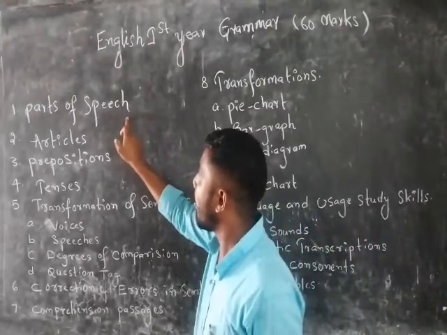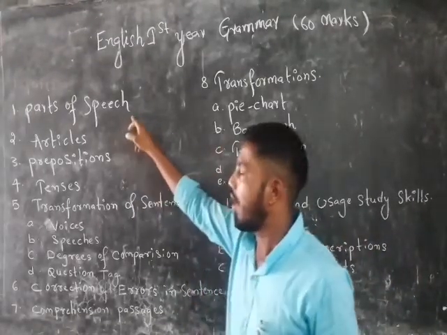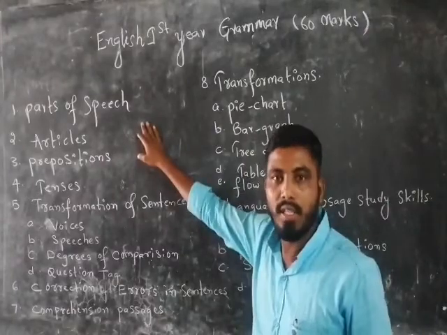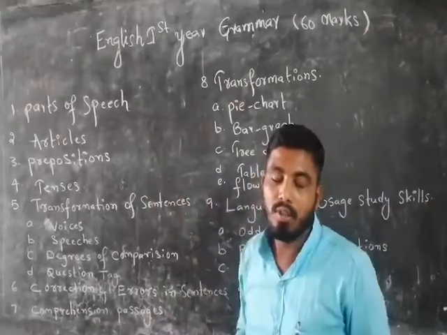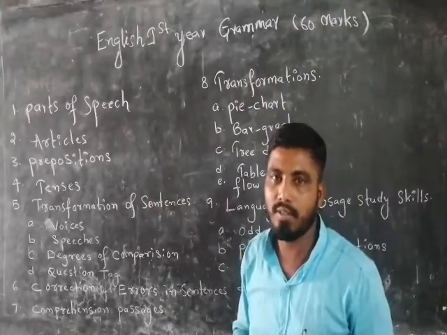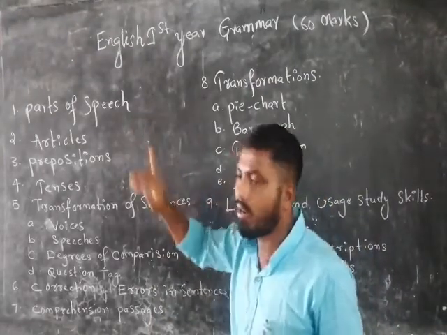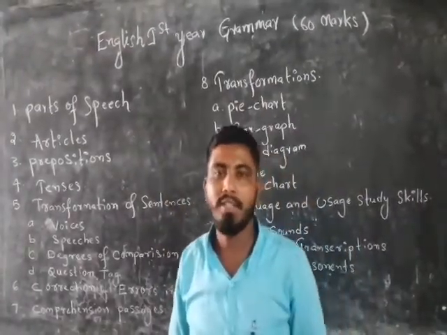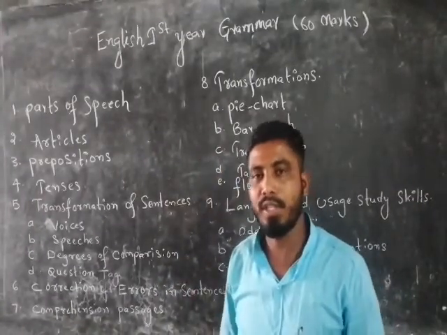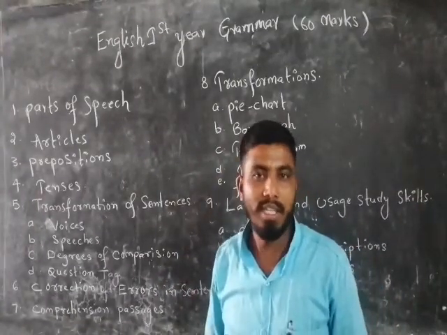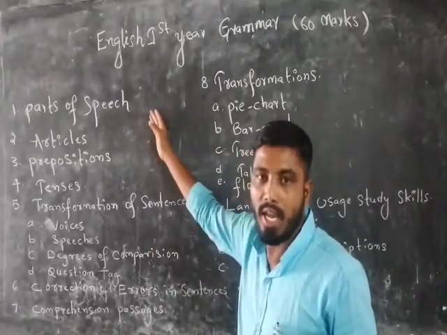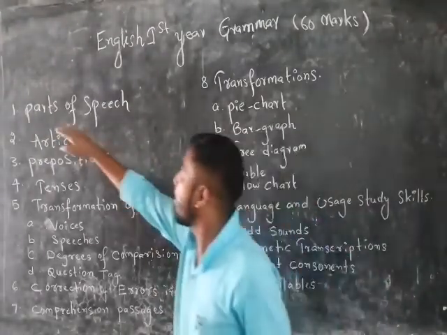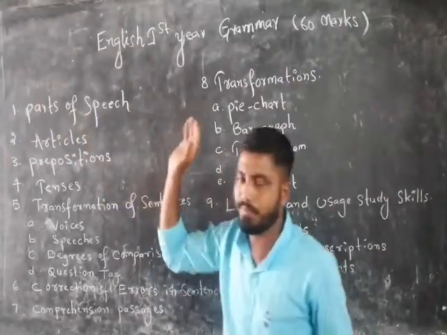First one is parts of speech. As you know, you have learned this topic approximately in 6th to 10th class. Parts of speech: noun, pronoun, verb, adjective, adverb, preposition, conjunction and interjection. These are the parts of speech. I will explain very clearly what parts of speech are.